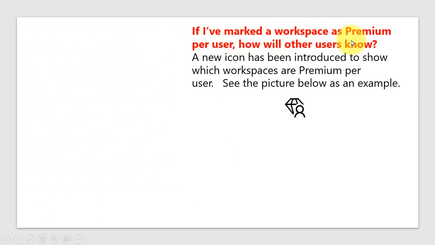If I have marked a workspace as Premium Per User, how will other users know? A new icon has been introduced to show which workspaces are Premium Per User. See this picture here below for an example. So the diamond with a single person means Premium Per User.